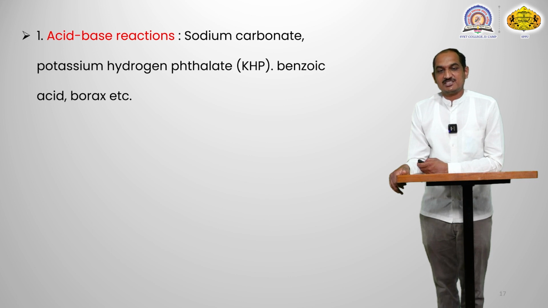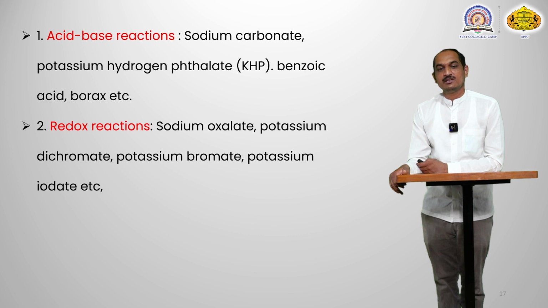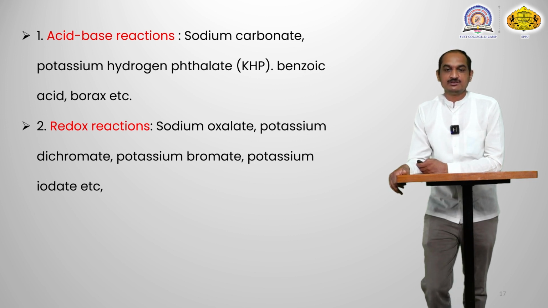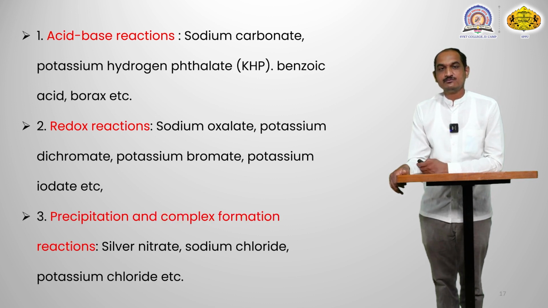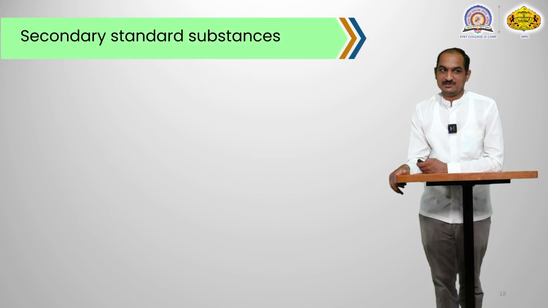In the acid-base reaction, we can use sodium carbonate, potassium hydrogen phthalate, benzoic acid, borax, etc. In the redox reaction, we can use sodium oxalate, potassium dichromate, potassium bromate, and potassium iodate. And in the precipitation reaction or in the complex forming reaction, we can use silver nitrate, sodium chloride, potassium chloride as primary standard substances. These are some primary standard substances.